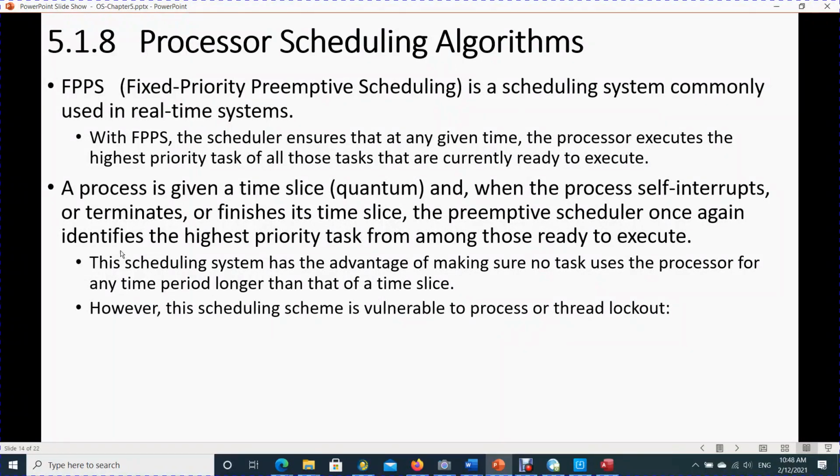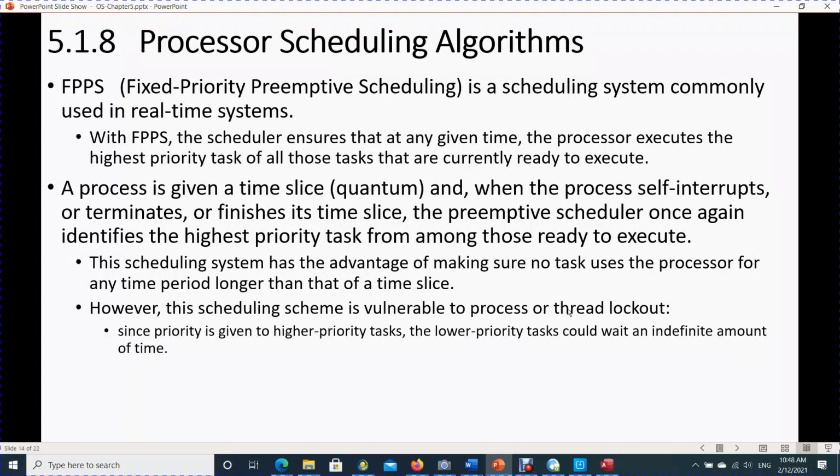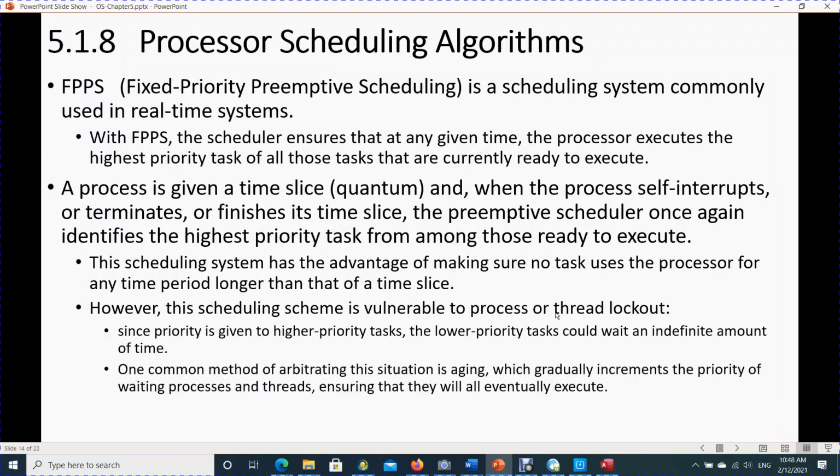It is, however, vulnerable to process lockout, thread lockout, since priority is given to higher priority tasks. The lower priority task could wait for indefinite amounts of time. One common way to avoid the problems associated is by aging, gradually incrementing the priority of waiting processes, waiting threads, ensuring that eventually they will get the opportunity to execute.